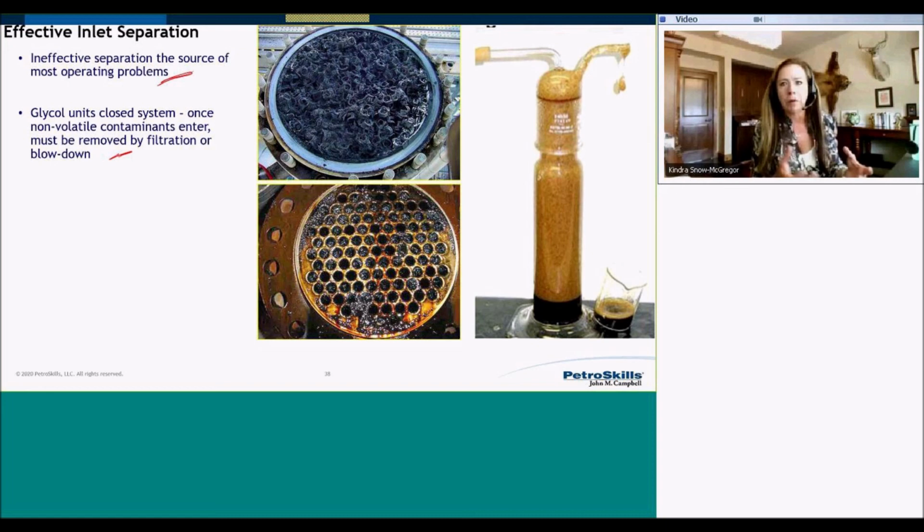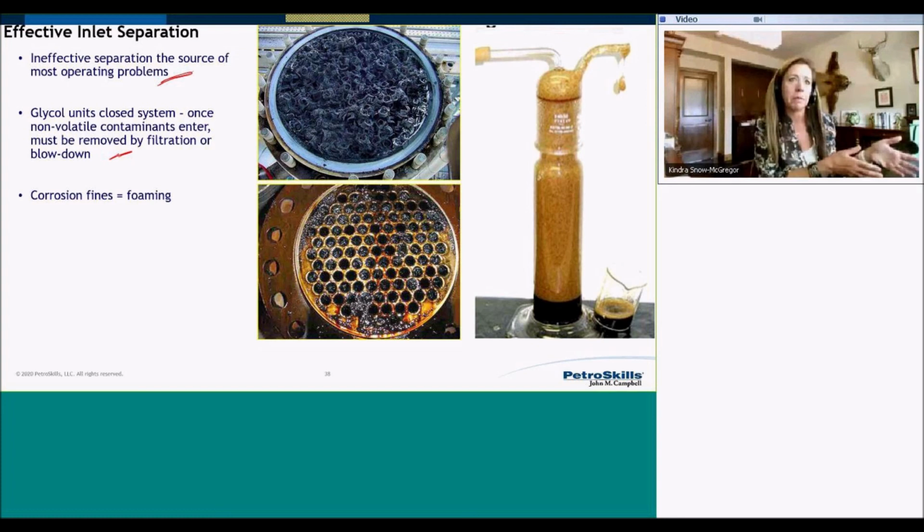It can start thermally degrading in that reboiler because we're running at really hot temperatures. The only way I can get this out is I either need to remove it by mechanical filtration in the case of corrosion fines, or carbon filtration in the case of the lube oil, or I need to start blowing down my TEG and making up with fresh. That's a bad deal because TEG is very expensive, so it's better to keep it out in the first place.